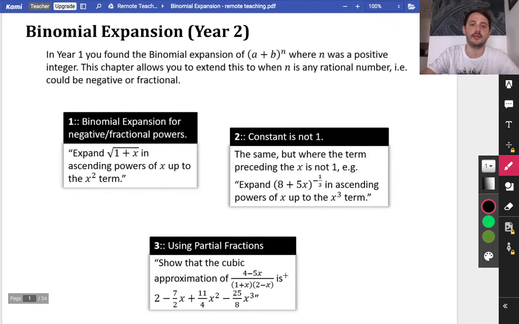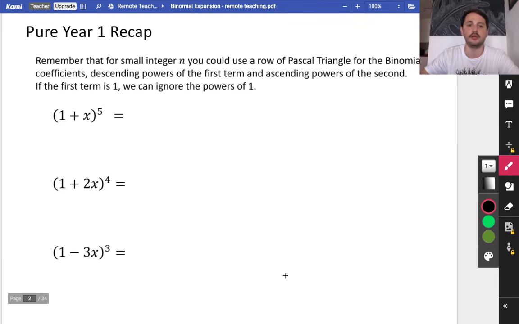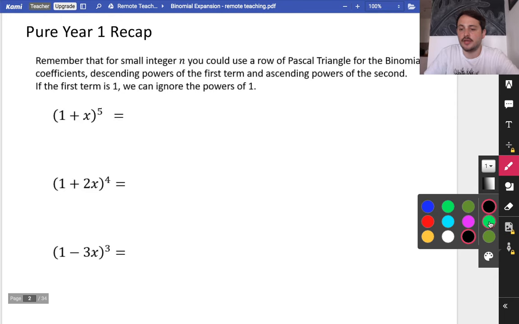So we're going to kick off with a bit of a reminder of what binomial expansion looks like in year 1, so a Pure 1 recap. Remember that for a small integer n, you could use a row of Pascal's triangle for the binomial coefficients, and then you have descending powers of the first term and ascending powers of the second. If the first term is 1, we can ignore the powers of 1, because 1 to the power of anything is just going to remain as 1.